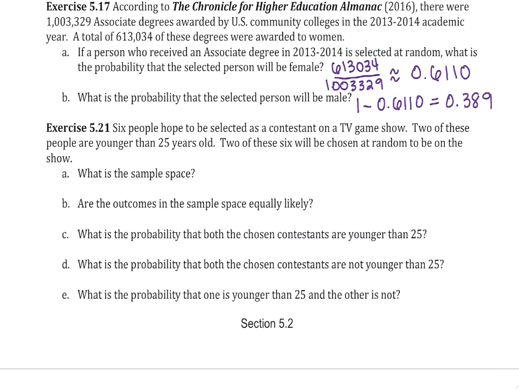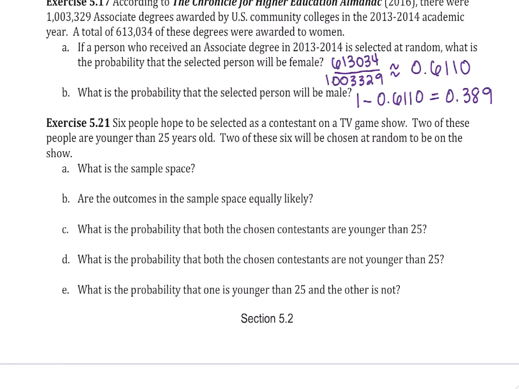And then the last example in section 5.2 is looking at these 6 people who hope to be selected as a contestant on a TV game show. 2 of these people are younger than 25, and 2 of these 6 will be chosen at random to be on the show. So let's think about the sample space. So we've got 6 people. I'm going to label them A, B, C, D, E, and F.